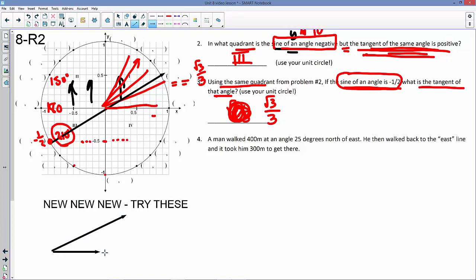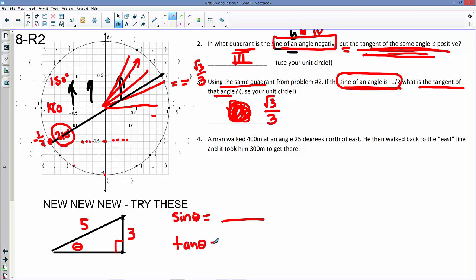If I give you, this is from way back, a triangle like this, and ignore the arrows, I just was using that tool. If I give you a right triangle here, and I put a 5 here, let's say, and a 3 here, and I put theta here, I might ask you some questions. I might say, what is the sine of theta equal to? I may ask you what the tangent of theta is equal to, and I may ask you what the cosine of theta is equal to.